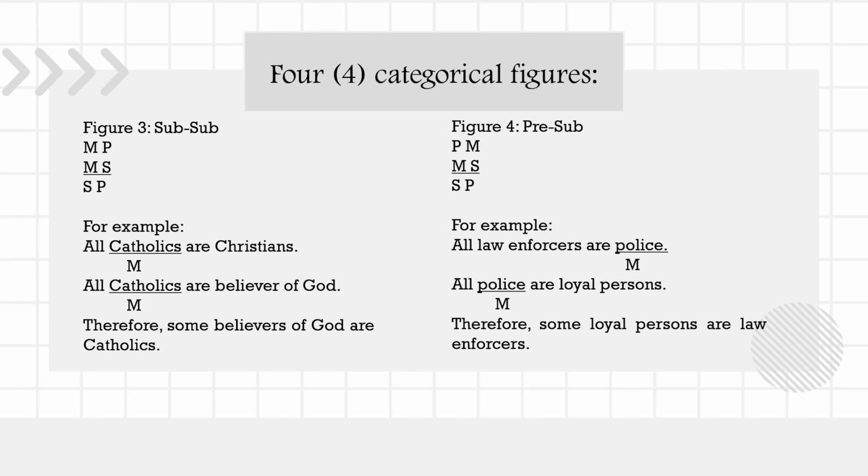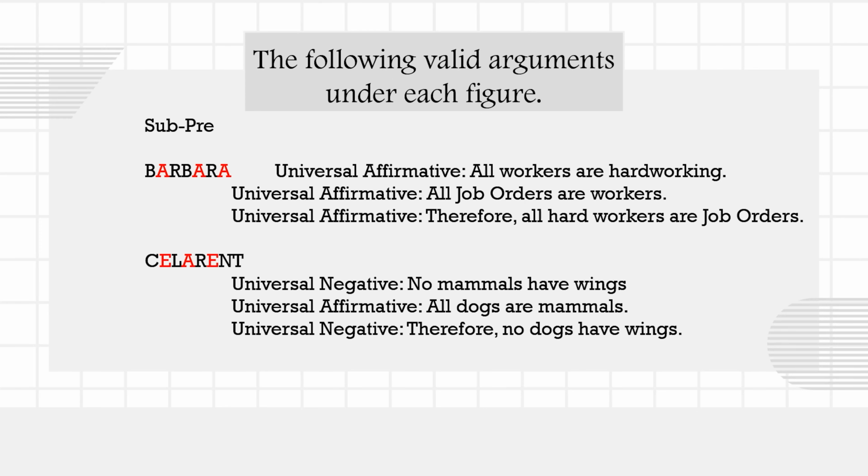So here are the following valid arguments under each figure. Let us discuss first the valid arguments under the sub-pre. First, the Barbara. The statement provided follows the sub-pre syllogism format with three universal affirmative propositions. It begins by asserting that all workers are hardworking, followed by the claim that all job orders are workers. However, the conclusion that all hard workers are job orders doesn't logically follow from the given premises.